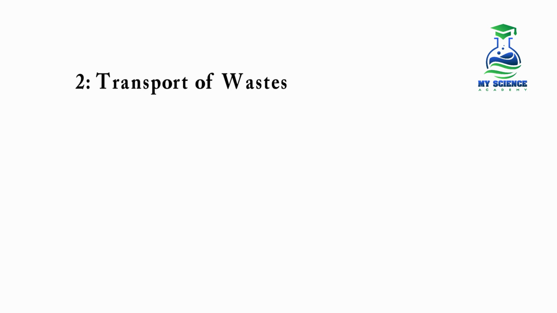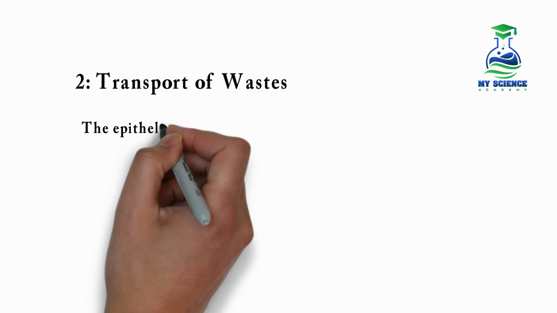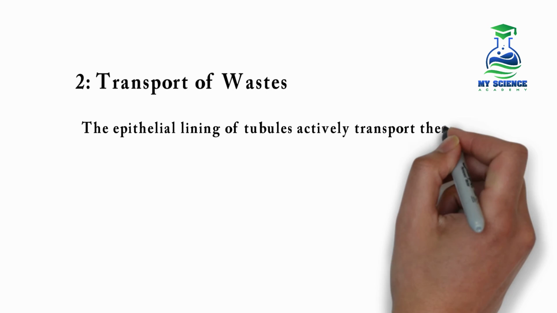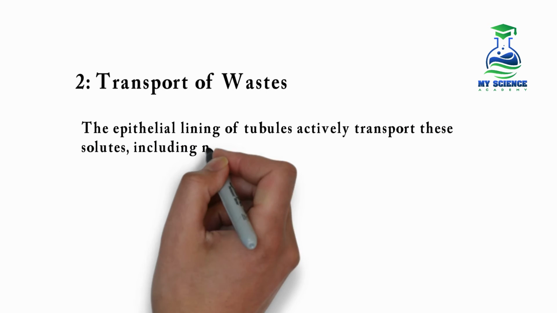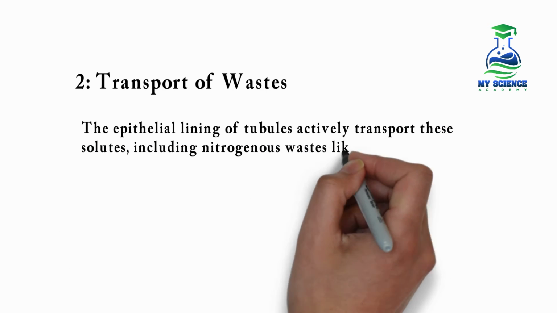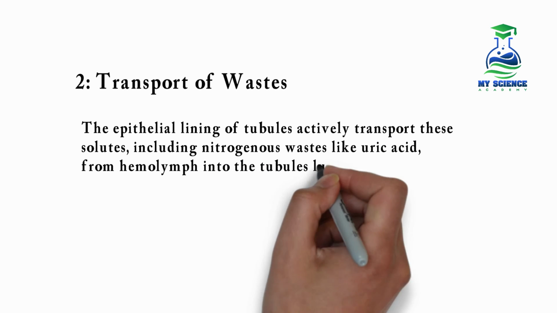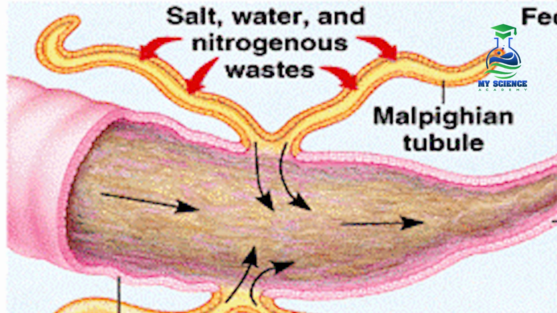Number 2. Transport of waste. The epithelial lining of the tubules actively transport the solutes including nitrogenous waste like uric acid from the hemolymph into the tubules lumen. Here in this diagram, you can see the epithelial lining of the tubules that transport the salts, water and nitrogenous waste into the tube lumen.